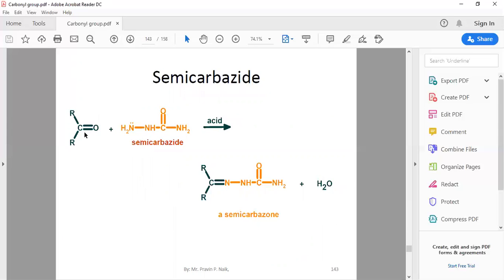Next is when you are reacting carbonyl group with semicarbazide. Again the oxygen is substituted and nitrogen is being replaced and it forms semicarbazone.